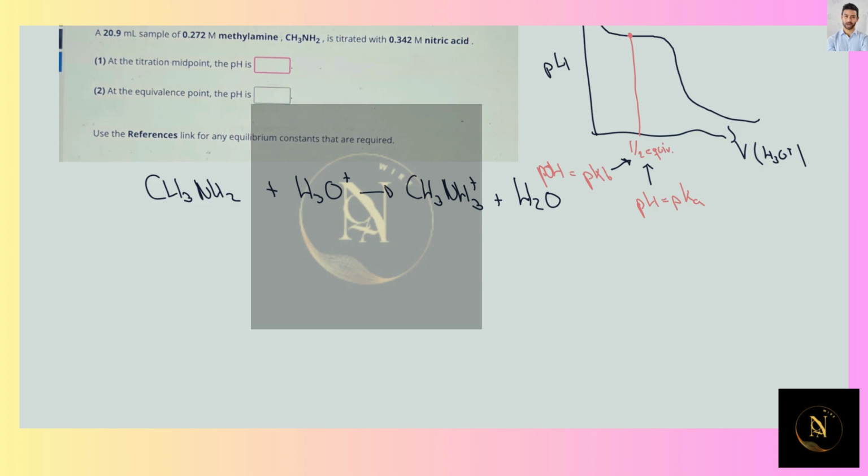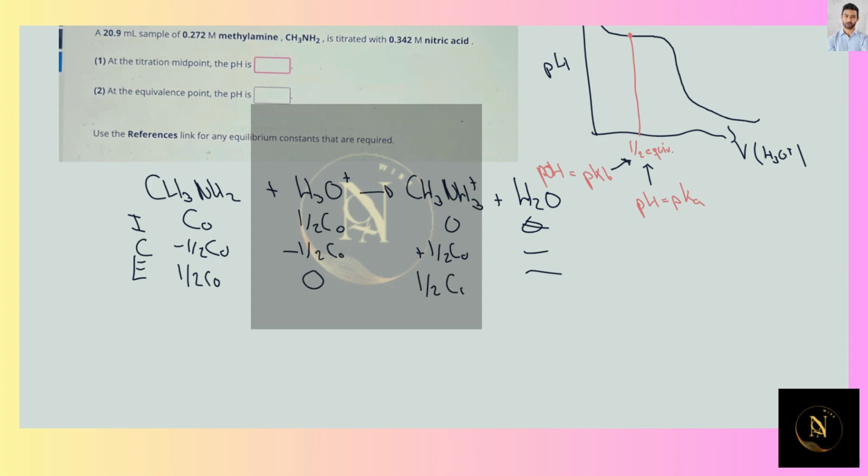Whenever we have reached the half equivalence point, we have added 1/2 of C0. So at equilibrium, we're going to have the same quantity of the conjugate acid and of the base. In this case, the pKa for this compound, which we can find online, is going to be equal to 10.6. Thus, at the midpoint of the titration, the pH is going to be equal to 10.6.